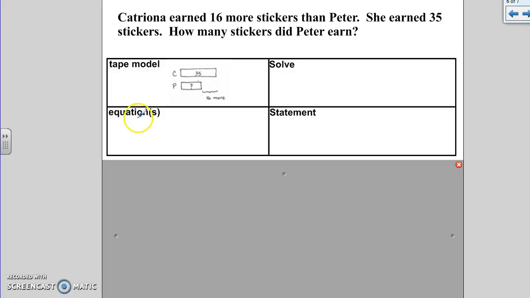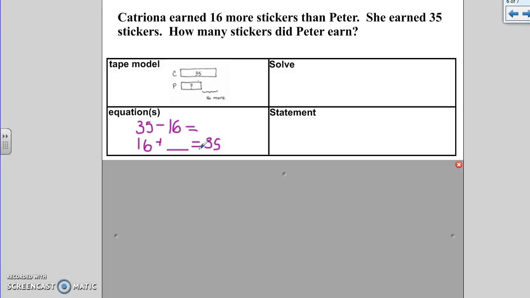Now that you've written an equation, there's two different equations you could have written. I know that the whole amount, the biggest amount, is Katriana's amount, which is 35. One of the parts that I know is 16, so if I subtract that part, it's going to give me how many stickers Peter has. That's one of the equations. The second equation is that you can start with the smaller amount, the small part that you know, plus some, which is the part you don't know, and that equals the whole, which is 35.